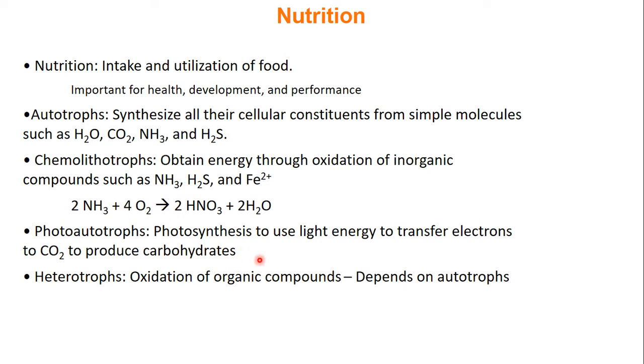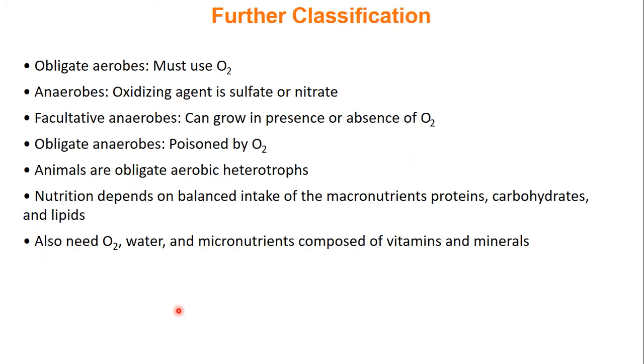You have photoautotrophs. They use light in photosynthesis to transfer electrons to carbon dioxide to make sugars. And heterotrophs, we oxidize organic compounds. We break down the organic compounds from the autotrophs, so we depend on these autotrophs.